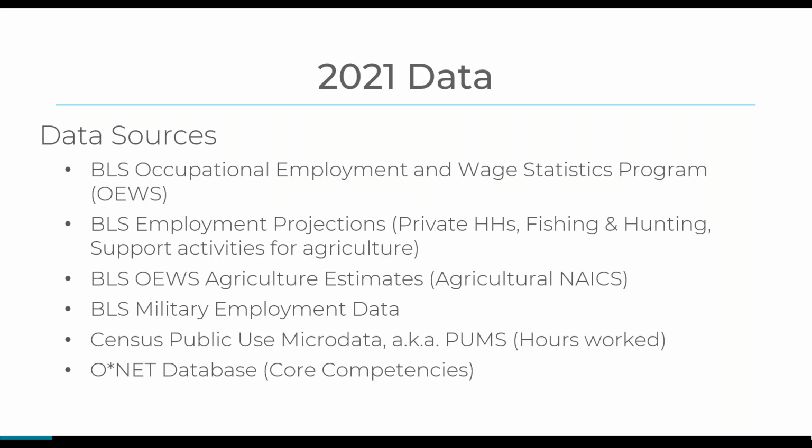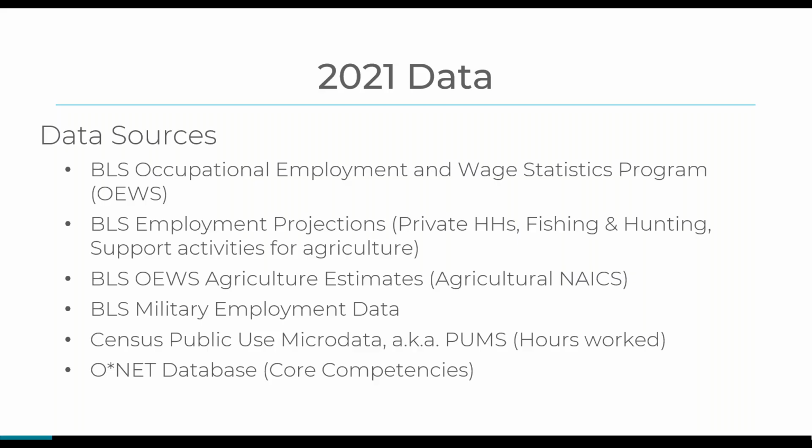First is the Bureau of Labor Statistics Occupational Employment and Wage Statistics Program, which is now known as OEWS. For those of you who are familiar with this, they did change their name from OES to OEWS. This is the data set that makes up the backbone of IMPLAN's data set. In order to get more detailed estimates to match IMPLAN's private households, fishing, and support activities for agriculture industries, however, we also use the BLS's employment projections data set.